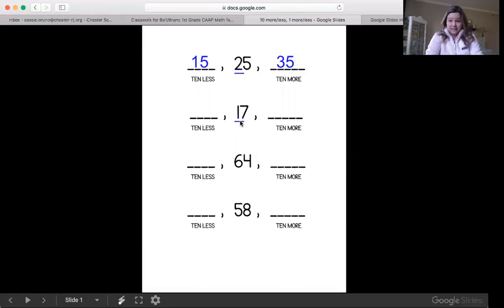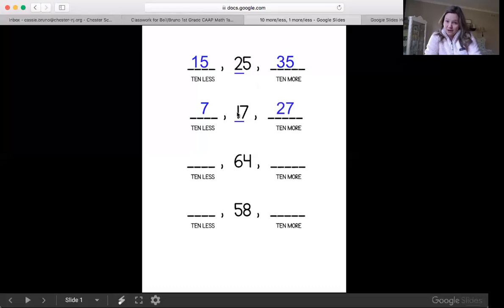17. In the tens place, we have a 1. Now, 10 less, what comes before 1? You're right, it's 0. So the 10 less than 17 would be just 7, because it's like having a 0 there, but you don't need to write the 0. Now, looking back at our number, 10 more. So this tens digit is going to go up 1, which makes it 27. See how that 1 went up to a 2 and the 7 stays the same.